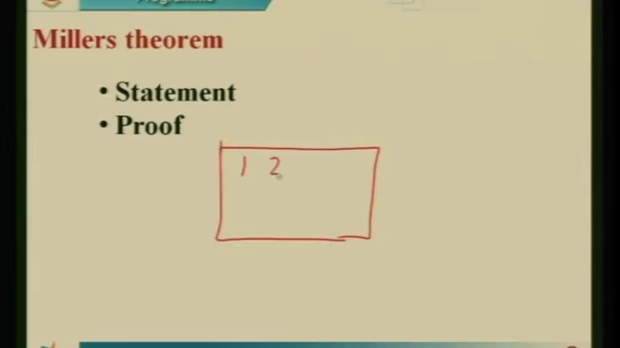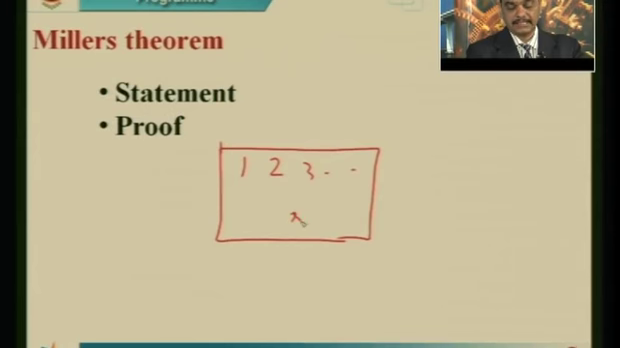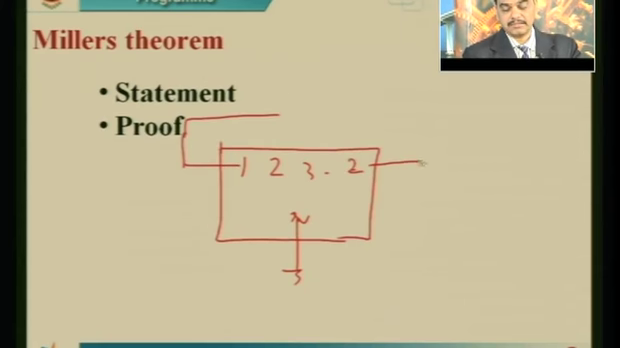Miller's theorem states that if a network consists of n nodes, that is 1, 2, 3 up to n, then we take one of the nodes as the reference, connected to the ground. If an impedance or a resistance of a network is connected between any two points, for example nodes 1 and 2, then this impedance is connected between the two nodes.